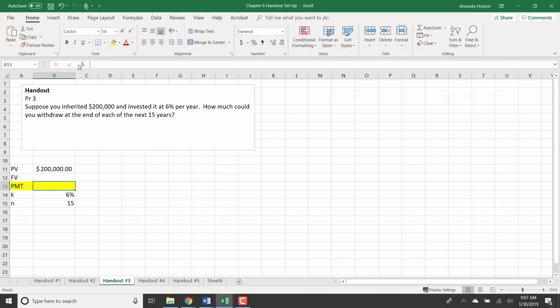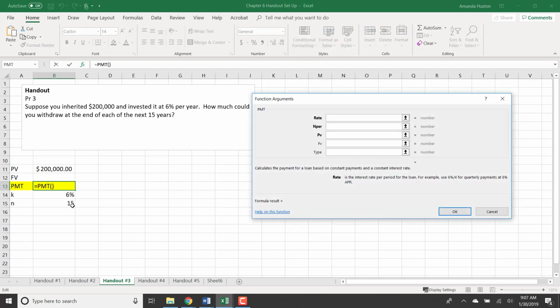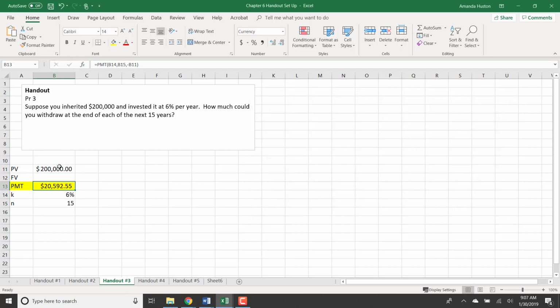So I'm going to go into the payment cell, go to the fx right next to it, and type in PMT. Go. And now we're going to select this function in Excel. Now it's telling us to take the rate. Sorry, I touched the wrong cell. Rate, our interest rate, is 6%. Our number of periods is 15. And our present value, put the negative sign, is 200,000. So we could withdraw $20,592.55 at the end of each year if we invested the 200,000, and then we get to zero over 15 years. So that's solving for payment.